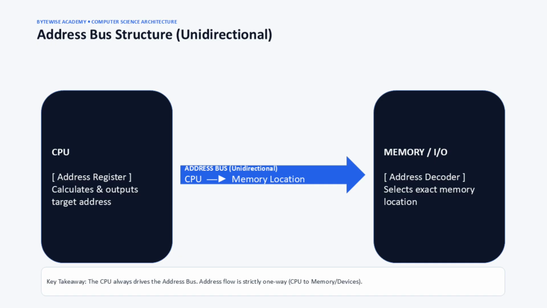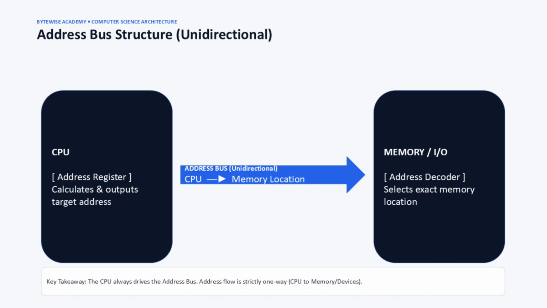The receptionist looks at the number and immediately directs them to the correct room. The address decoder performs a similar task. It receives the address coming from the CPU and activates only the required memory location. Every other memory location remains inactive. This ensures that the CPU communicates with exactly the correct location and nothing else.